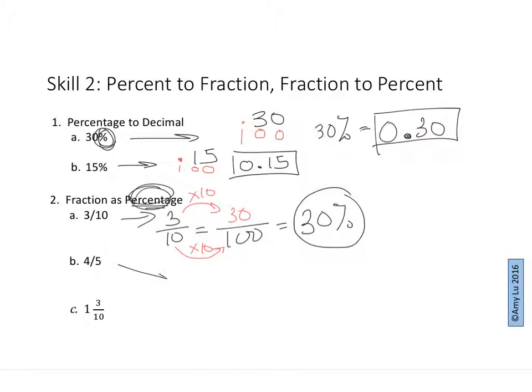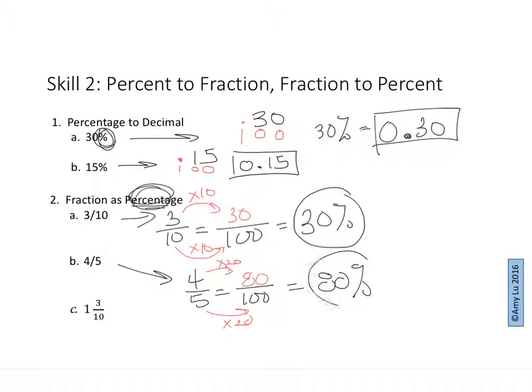Then 4/5. 4/5 is equal to, I want something out of 100 to make a percent. I know I have to multiply by 20. So I times it by 20 here as well. And 4 times 20 makes 80. 80 out of 100 automatically is 80%. And then this last one, 1 whole right there is automatically 100%.